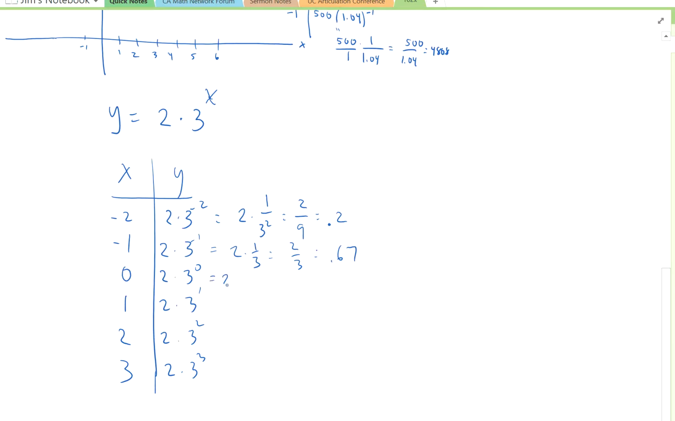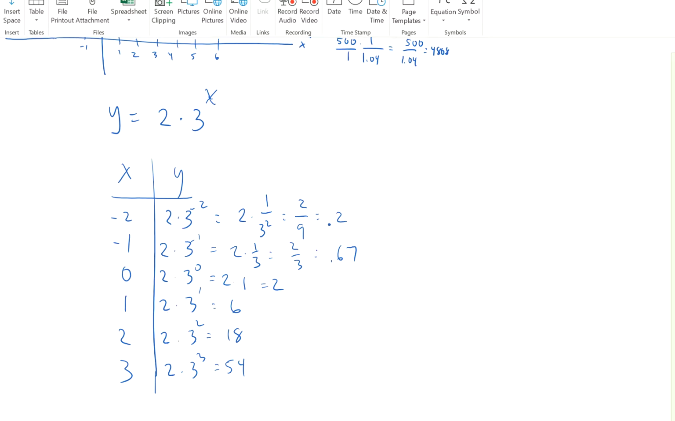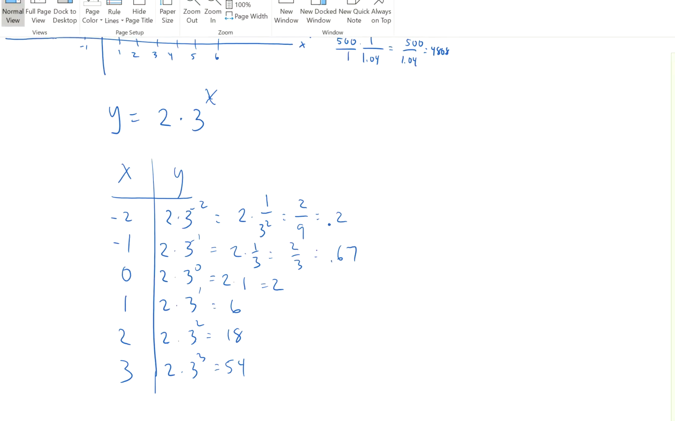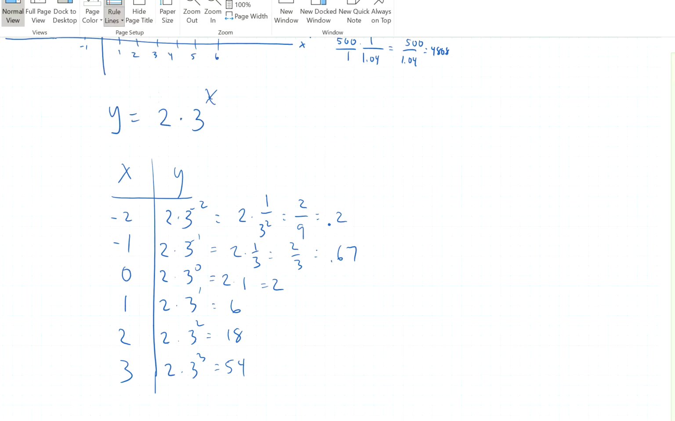3 to the 0 is 1, so that's just 2. And then this is 2 times 3 is 6, 2 times 9 is 18, and 3 times 3 times 3 is 27, times 2 is 54. It gets big fast. Okay, so let's see if we can do something here to make this a little bit easier. Let's put a grid on here and then we'll graph this and see what it looks like.